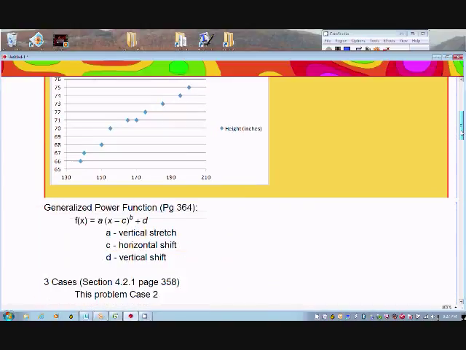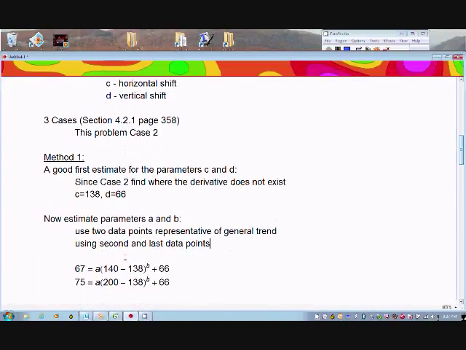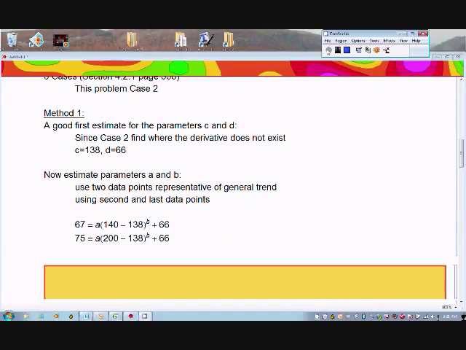So we're going to put those x and y values in, and we get 67 equals a times (140 minus 138) raised to the b plus 66, and 75 equals a times (200 minus 138) raised to the b plus 66. Again, 138 was our c estimate, and 66 was our d estimate, and then 140 and 67 are the x and y values from one of the points we picked, and the other x and y values are from the second point. So now we have two equations and two unknowns, and we can put this into Mathematica and solve for a and b.